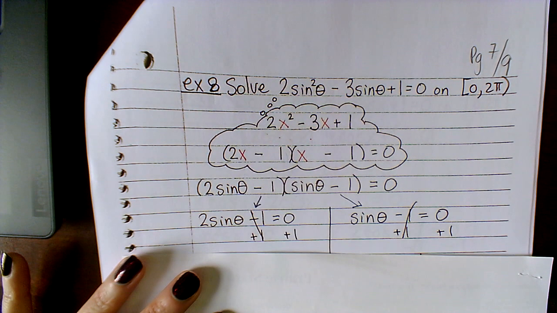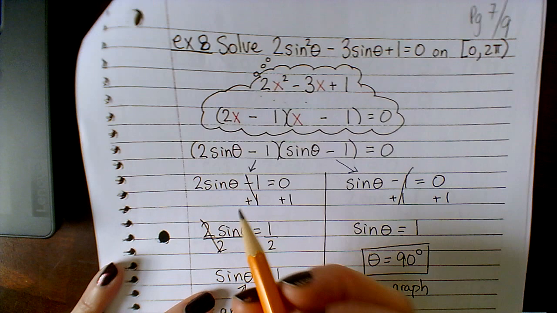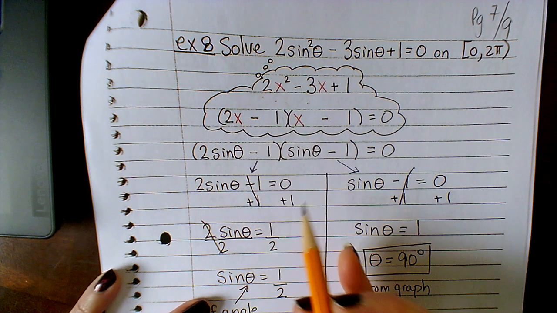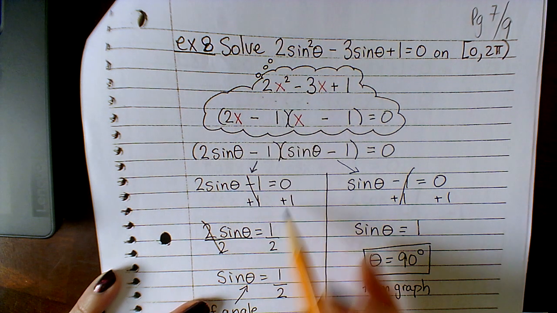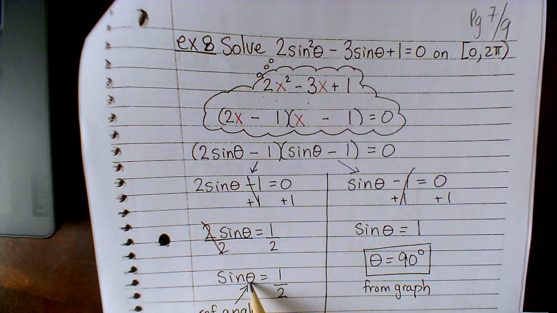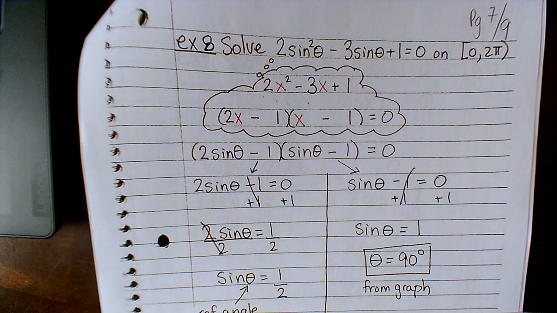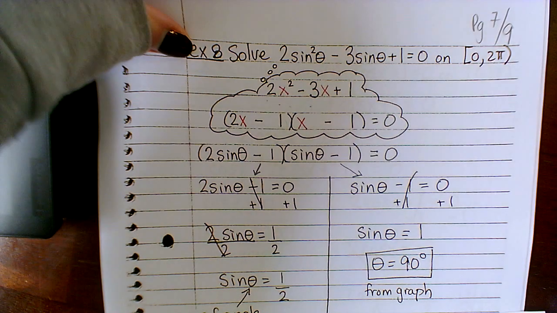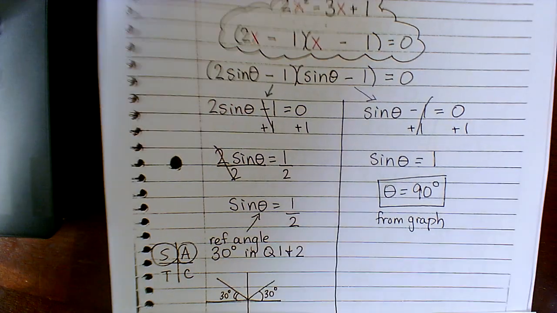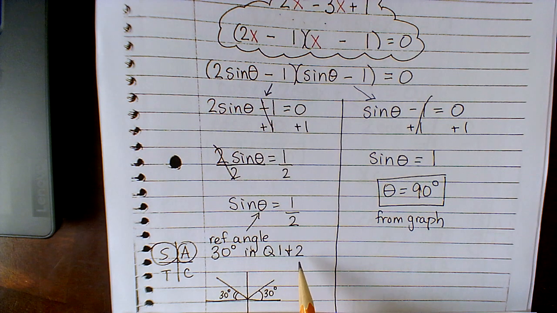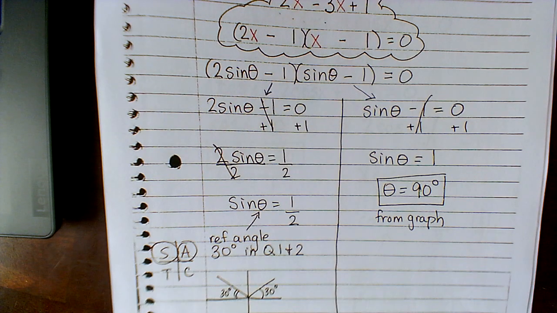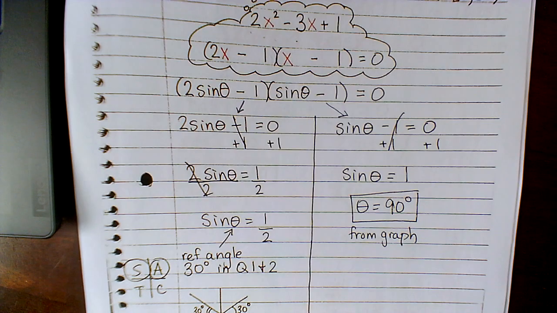We can split those up and set each one equal to 0 and solve those separately. So 2 sine theta minus 1 equals 0 is over here. I'm going to add 1 to both sides and then divide by 2, so we get sine theta equals 1/2. What angle is associated with the sine function in 1/2? Well, that's 30 degrees. It's positive 1/2, so it's 30 degrees in quadrants 1 and 2, where the sine function is positive. So 30 degrees in quadrant 1 is just 30. A 30-degree reference angle in quadrant 2 is 150 degrees.